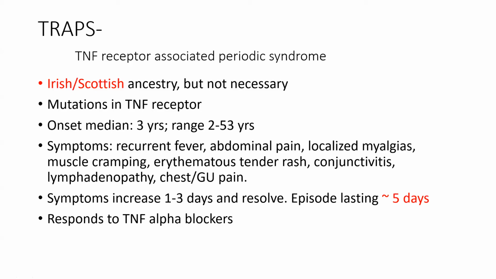It's hard because these things don't always occur together, but over time you can sometimes accumulate a constellation of these symptoms. Another way to try to differentiate these syndromes include looking at the time course of symptoms. That's why it can be helpful when you get those fever logs to try to plot out when the fevers occur. For TRAPS, symptoms generally increase over 1 to 3 days and then resolve, with the whole episode lasting about 5 days. And this syndrome tends to respond to TNF alpha blockers.